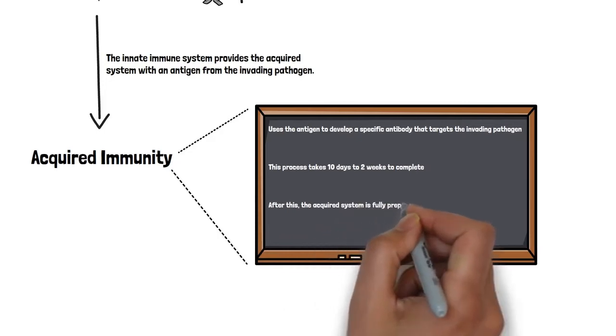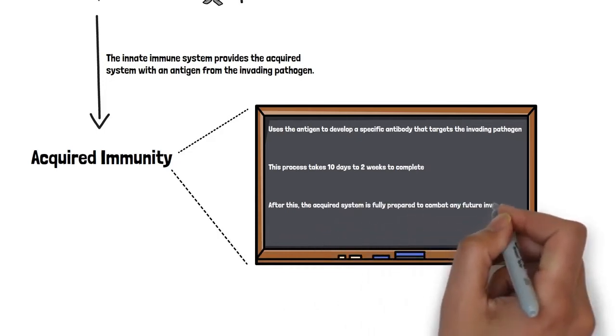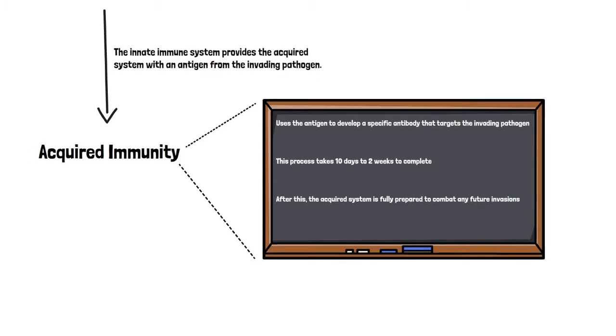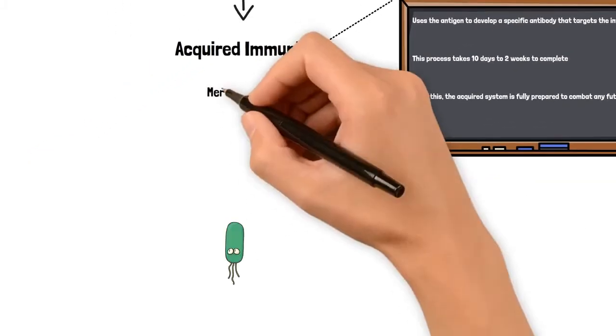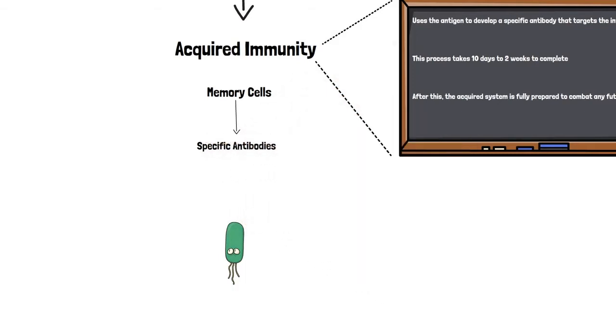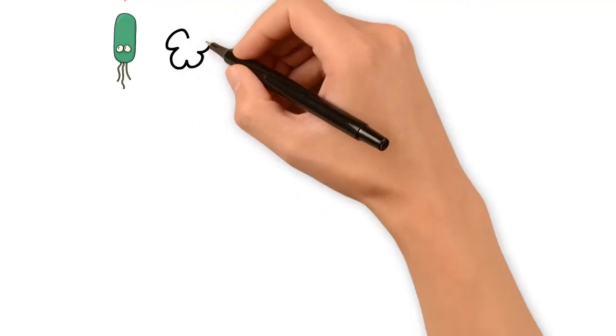After that time, the acquired system now has memory cells that respond to the antigen. When the pathogen invades again, the memory cell triggers antibodies to be released that attach to the pathogen, preventing it from attacking the body's cells. This is a rapid and very accurate response. The person doesn't even know that they have been exposed, as they don't get sick.